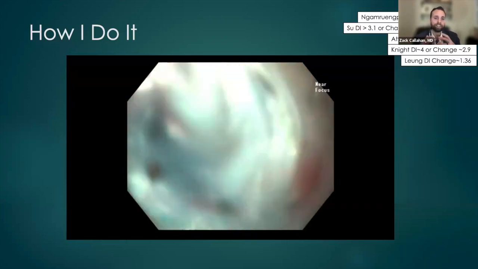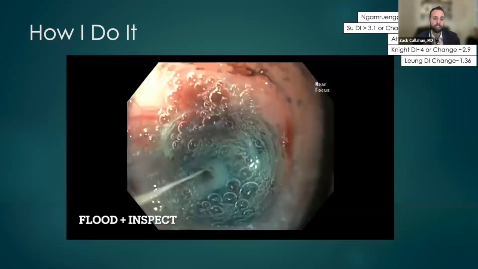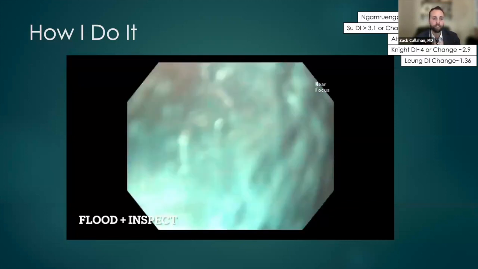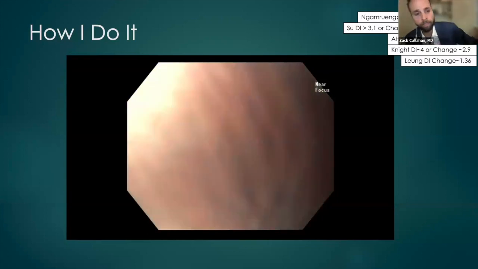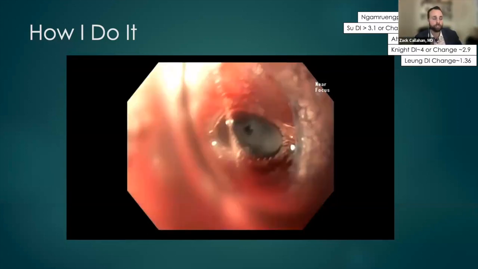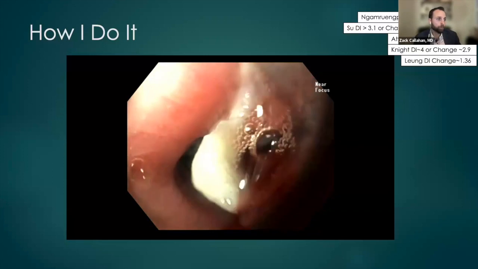There are a few hints. One is that things get really tight down in the GE junction. And two, you start to see bigger vessels. The way that I check that is I like to flood my submucosal tunnel with the solution, and then we're going to pull out.